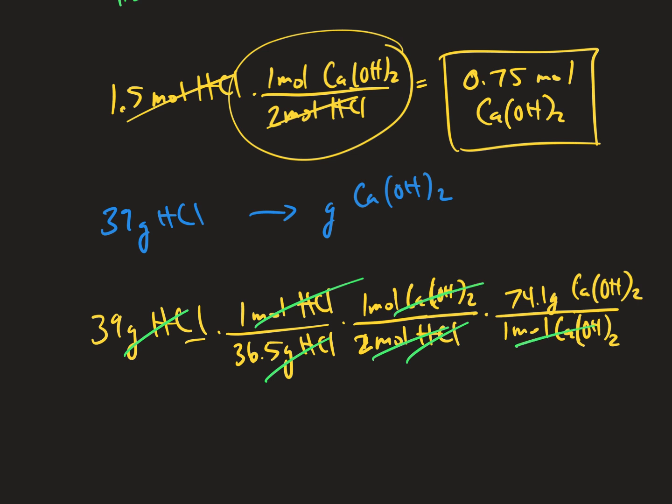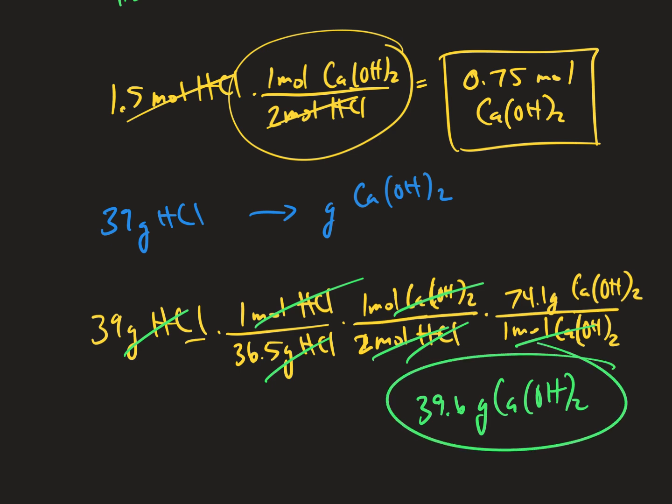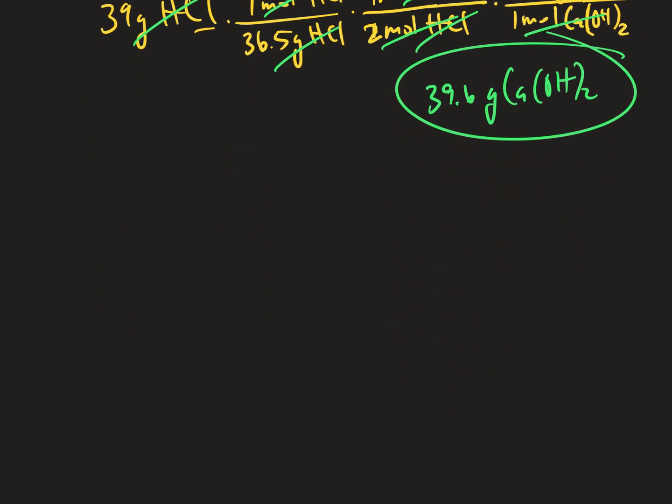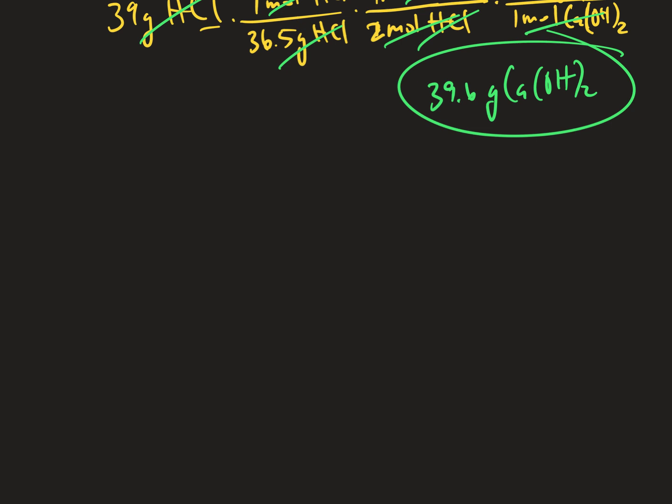Okay, moles go away. We're left with grams. That's what we're looking for. So we can calculate it, and we get 39.6 grams of calcium hydroxide. Good? Okay, you ready to go to the next step? So that's generally as tough as it gets in stoichiometry, right? If we could do that, we could do all stoichiometry.